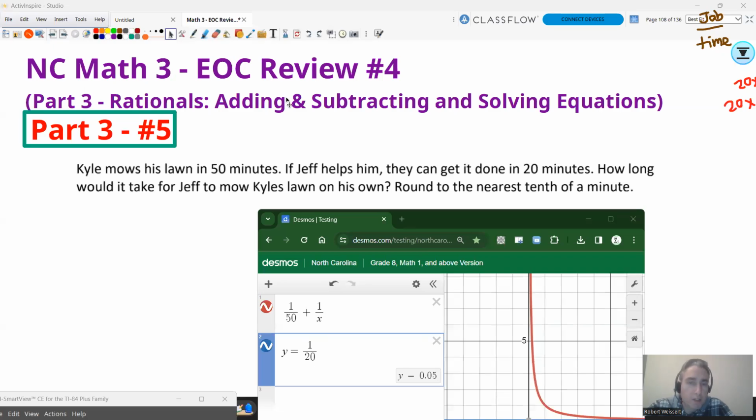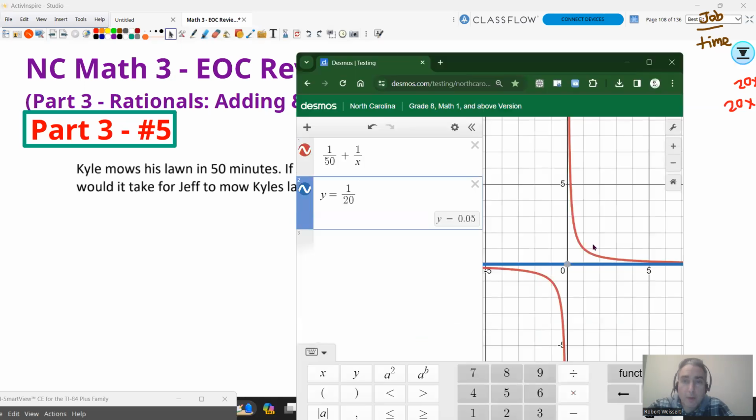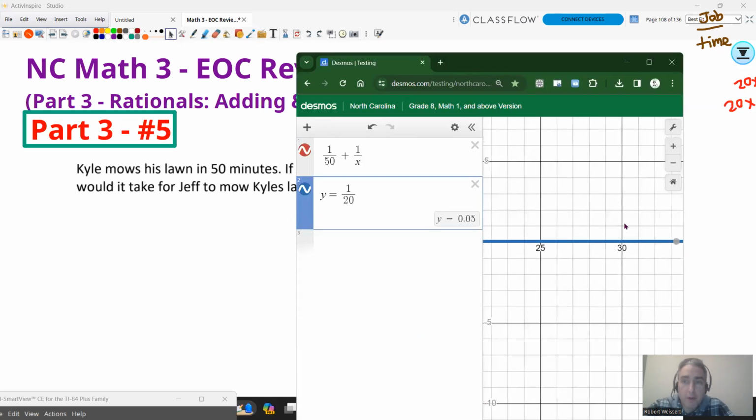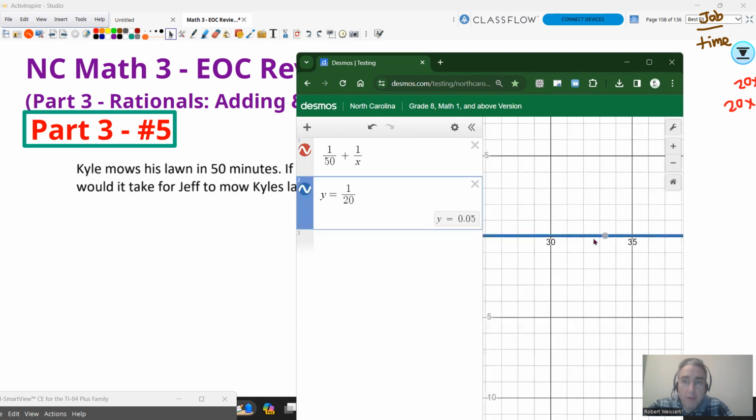All right, folks, this is going to be 1 over 50 plus 1 over x equals 1 over 20. Notice that the right side was just the number, so we'll need a y equals. That's what your graph looks like. We know the answer was 33. If you go far enough here, if you click, you'll see a pop up 33.333, 0.05. That means the x value, that's what we're looking for. Pretty simple to do that way as well. So you got your choice, but you have to be able to solve that regardless.